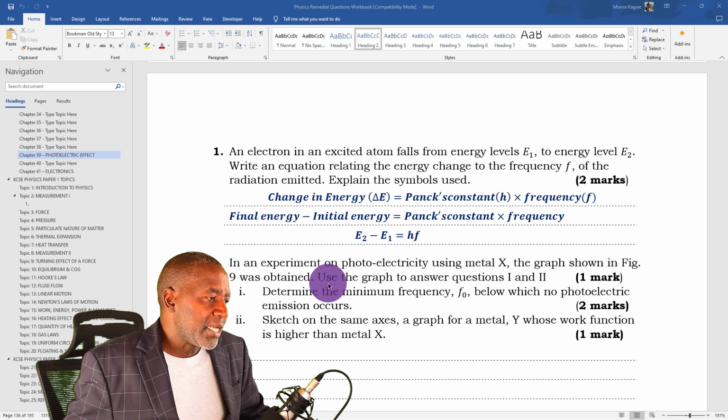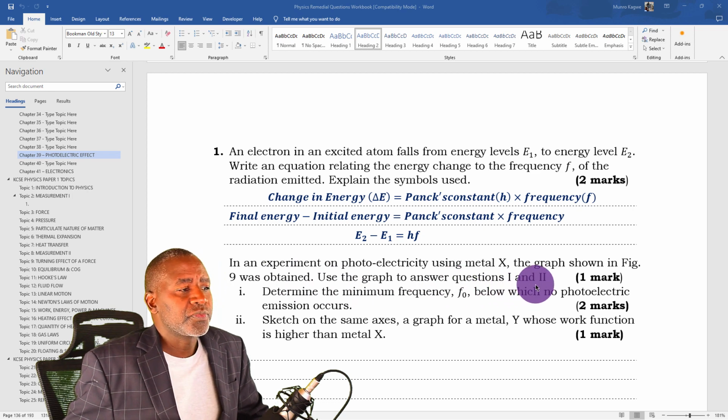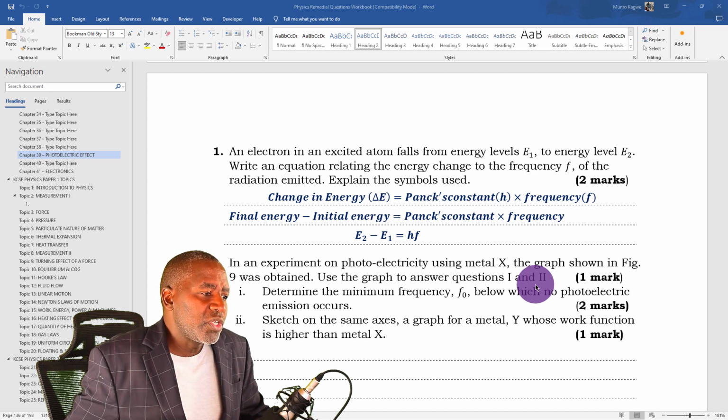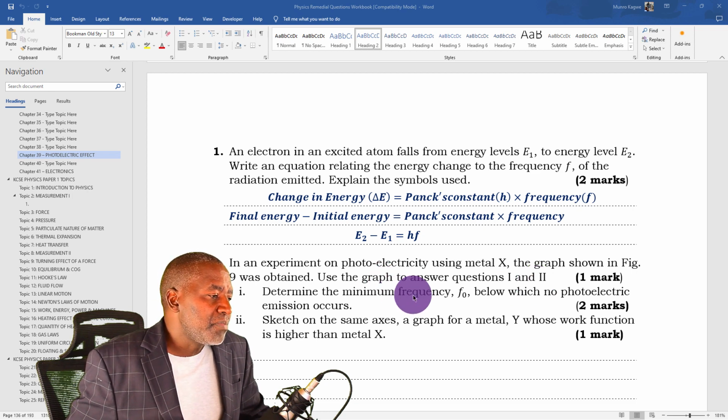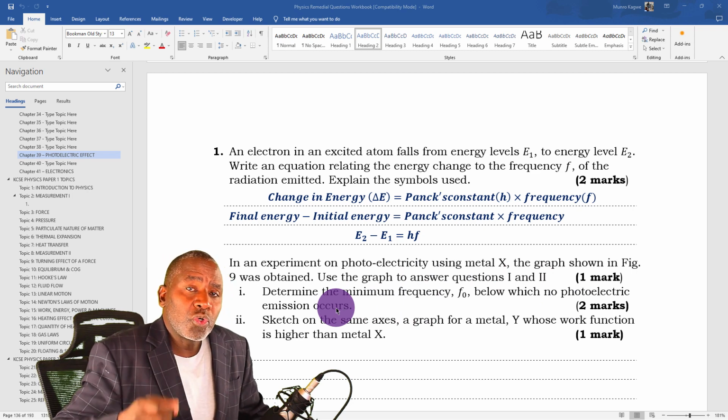In an experiment on photoelectricity using metal X, the graph shown in figure 9 was obtained. Use the graph to answer questions 1 and 2. One of the questions asked is to determine the minimum frequency below which no photoelectric emission occurs. This minimum frequency below which no photoelectric emission occurs is referred to as the threshold frequency.